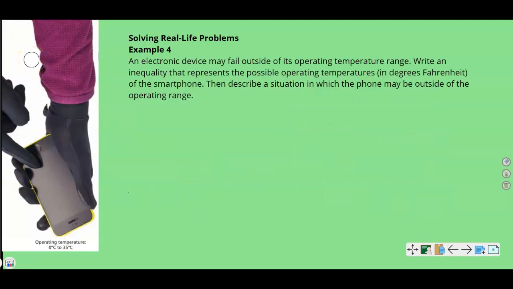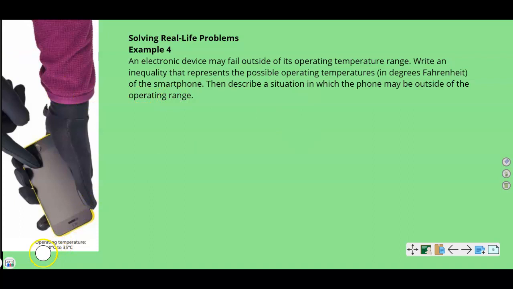All right, the last example, we're going to look at a real life problem. All right, so it says an electronic device may fall outside of its operating temperature range. Write an inequality that represents the possible operating temperatures in degrees Fahrenheit of the smartphone. Then describe a situation in which the phone may be outside of the operating range.